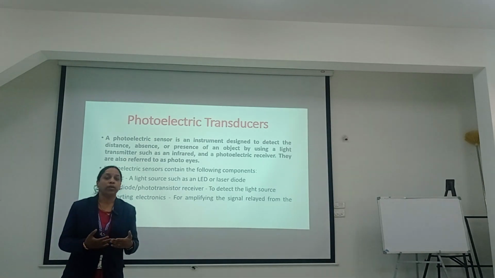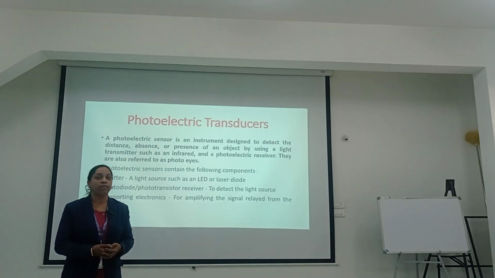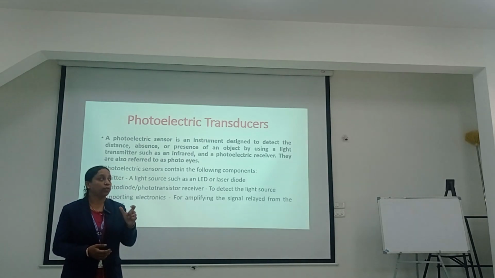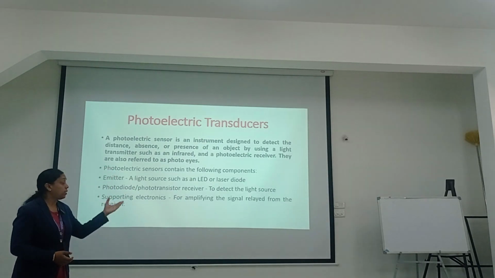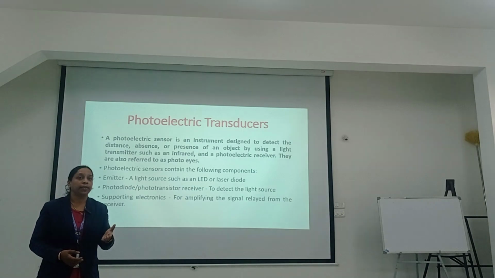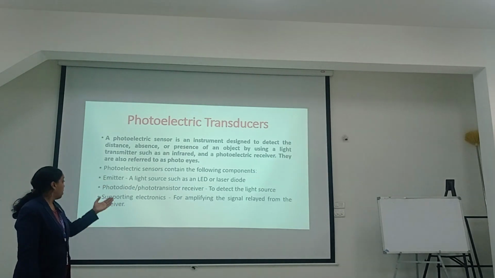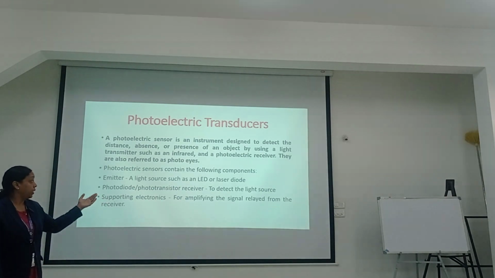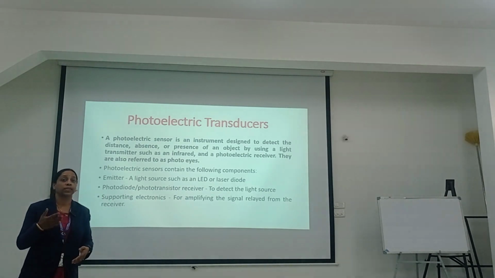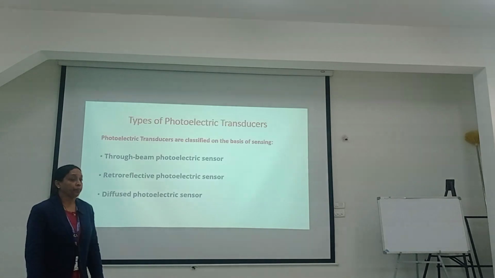And another component is the photodetector. Here the photodiode or phototransistor is used as a photodetector. The function of the photodetector or photodiode is, the input of this will be light energy and the output will be the corresponding electrical energy. And the supporting element, that is the amplifier, is used for strengthening the signals.